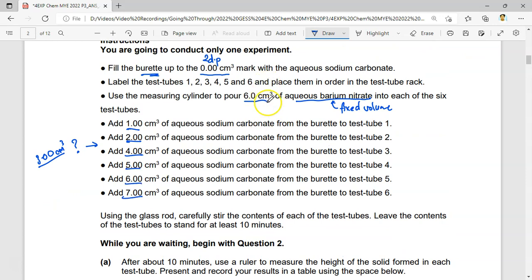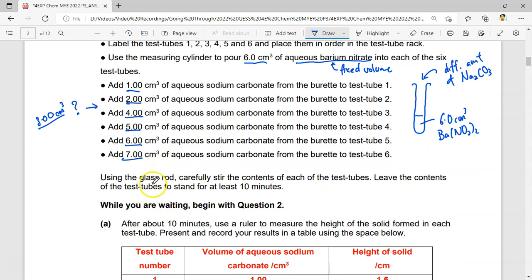After I put 6 cm cube of aqueous barium nitrate into my test tube, I'm going to add in different amounts of sodium carbonate. Then they say use the glass rod to stir the contents of each of the test tubes and leave the contents of the test tube to stand for at least 10 minutes. So you leave it there for at least. The word is at least.